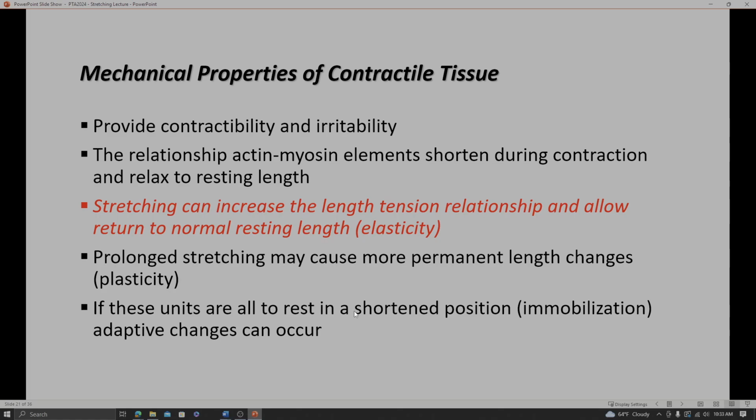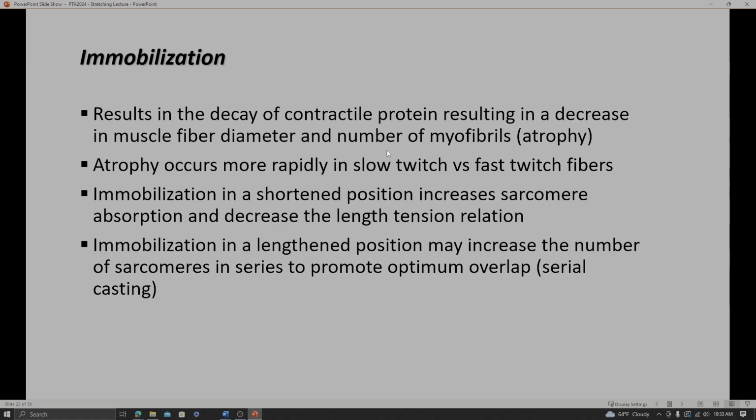If these units are all allowed to rest in a shortened position for a long period of time, that's when you end up with these adaptive changes. So it works both ways, right? I can either gain or lose range of motion depending on what I'm asking the muscle to do or not do. Immobilization is the enemy, right?